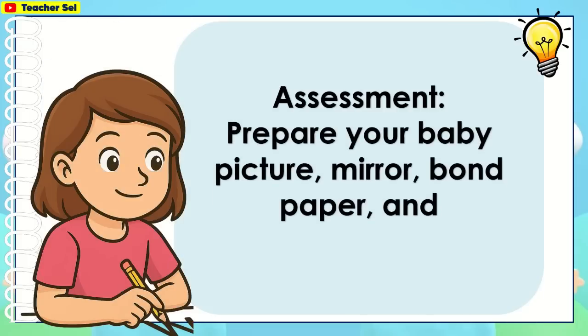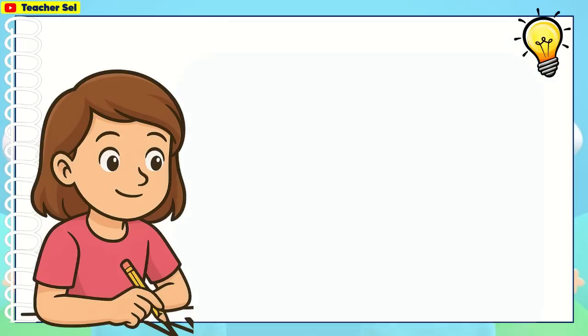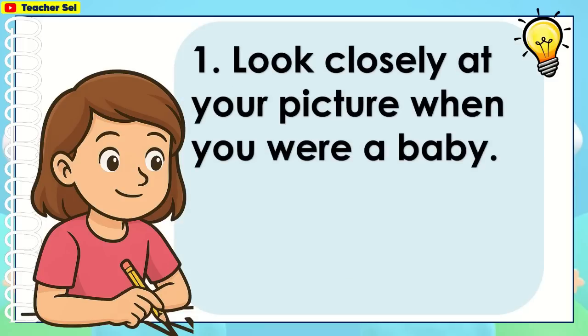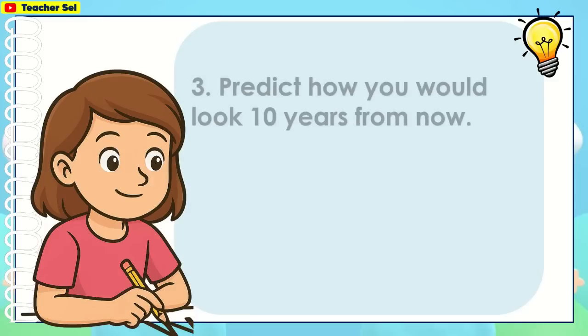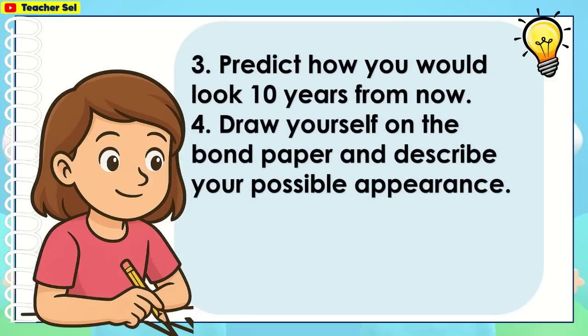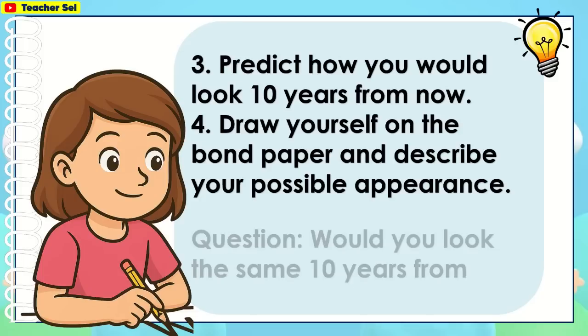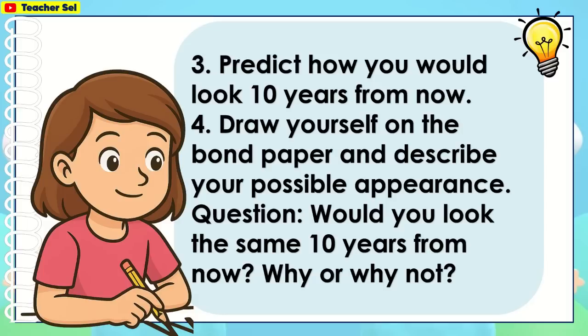For your assessment, prepare your baby picture, mirror, bond paper, and drawing materials. Look closely at your picture when you were a baby. Now, look closely at yourself in the mirror. Predict how you would look 10 years from now. Draw yourself on the bond paper and describe your possible appearance. Would you look the same 10 years from now? Why or why not?